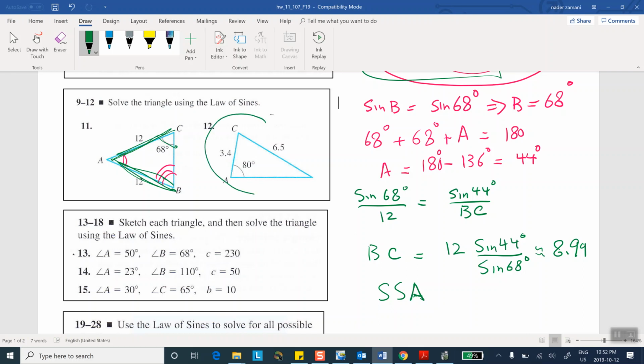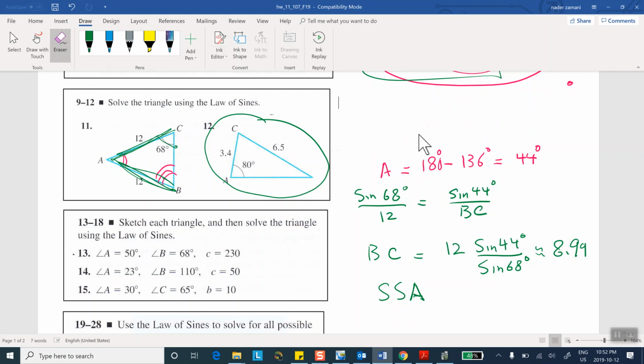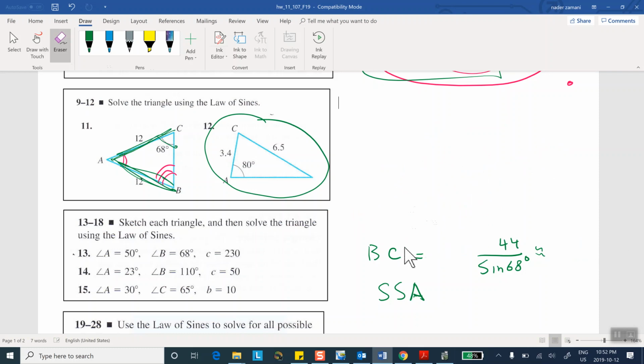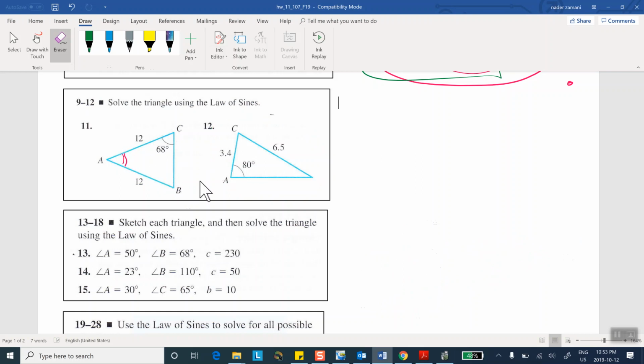Now let's do this next one. We know two sides, and the angle which is not between them. So that is also, number 12. Let me erase these things. This next one is also side side angle. Let's erase these and clean up these so that they won't distract us. Okay, good.